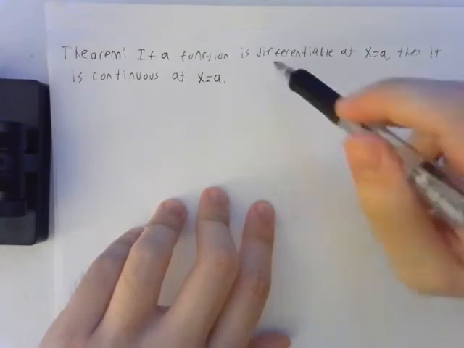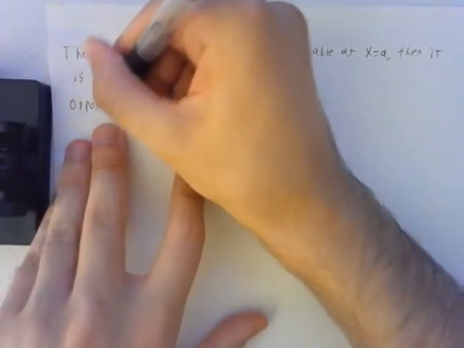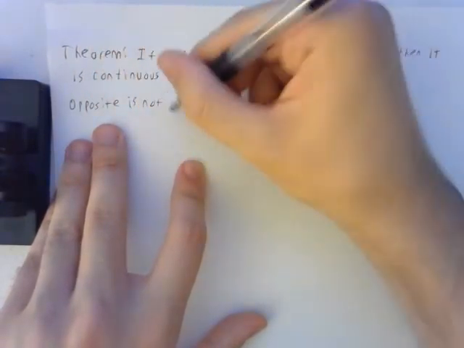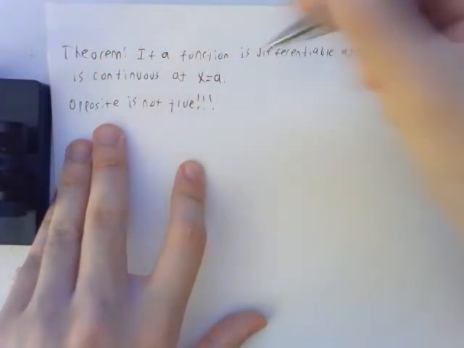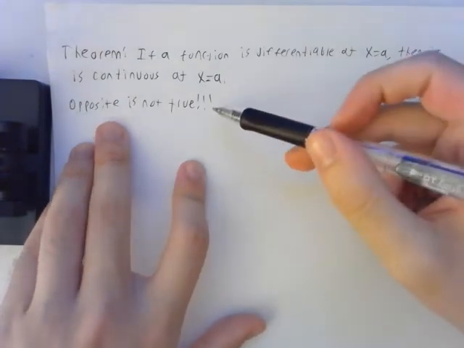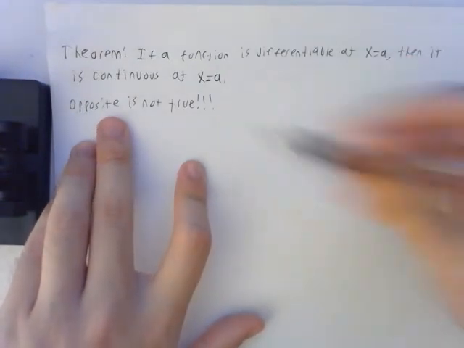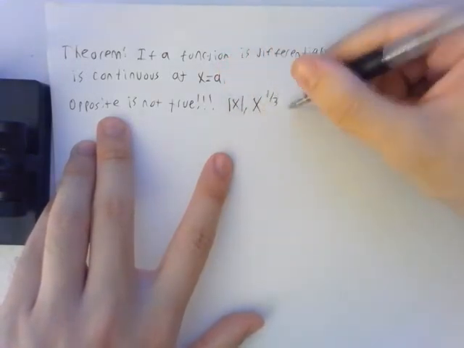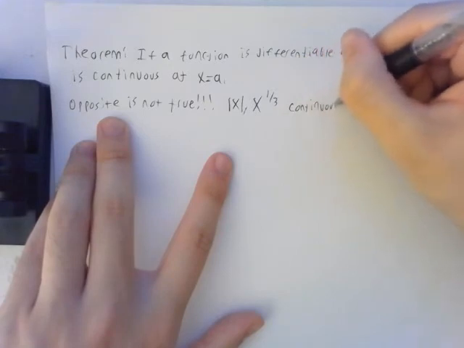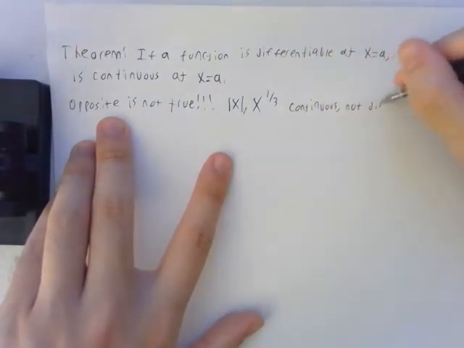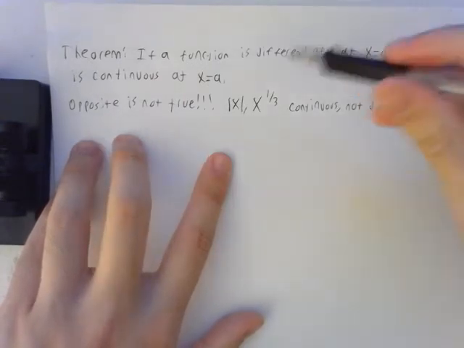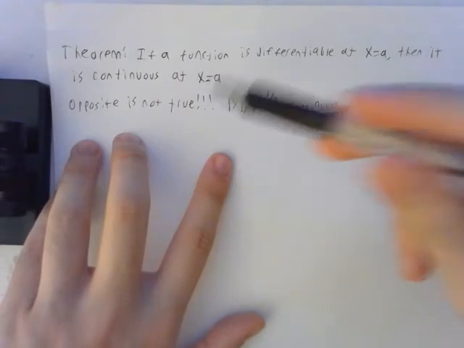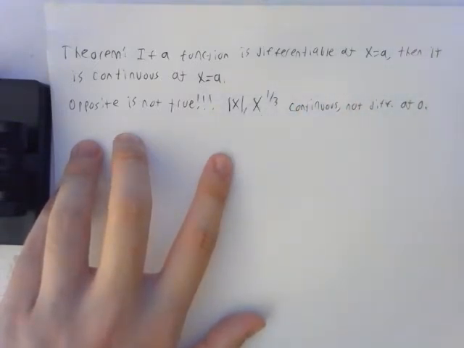So every function, if it's differentiable at a point, has to be continuous. But the opposite is not true. There are lots of functions which are continuous but not differentiable, and we've actually already seen two. Absolute value of x and x to the 1/3 are continuous but not differentiable at 0. So if the function is differentiable, it's continuous, but if the function is continuous, it might or might not be differentiable.